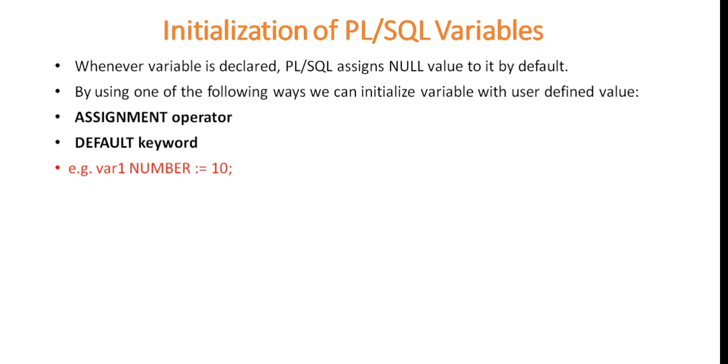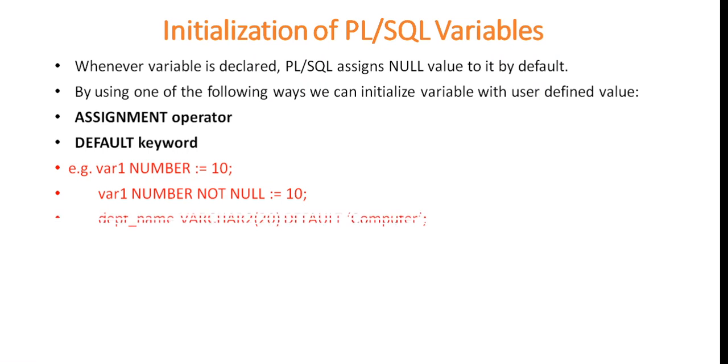Okay, for example, variable 1 is there, that is var1, which is of number type, and I am assigning the value 10 to that var1. So by using the assignment operator, I am assigning that value. Okay, in PL/SQL the assignment operator is colon and equal to. Then here I have again declared another variable, that is var1, which is of number type, and the not null keyword is used. It means that var1 cannot contain a null value. Okay, so since the not null keyword is used, we need to initialize the value. Okay, so here I have initialized var1 with the value 10.